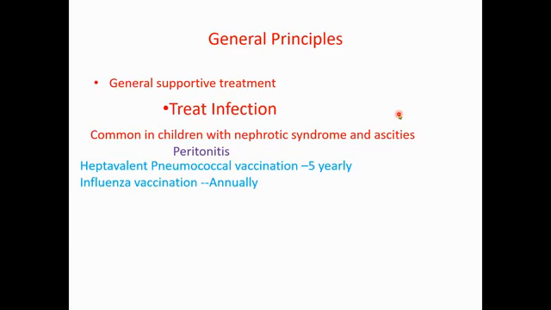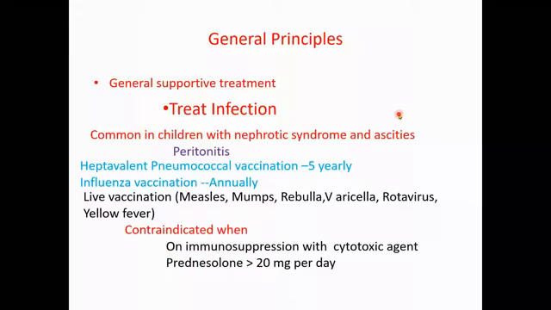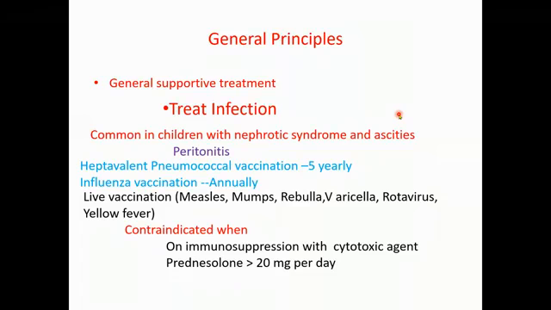Vaccination: pneumococcal vaccination 5 yearly, influenza vaccination annually can be given. Live vaccines, that is measles, mumps, rubella, varicella, rotavirus, yellow fever, are contraindicated when on immunosuppression with cytotoxic agents and prednisolone doses more than 20 mg per day.